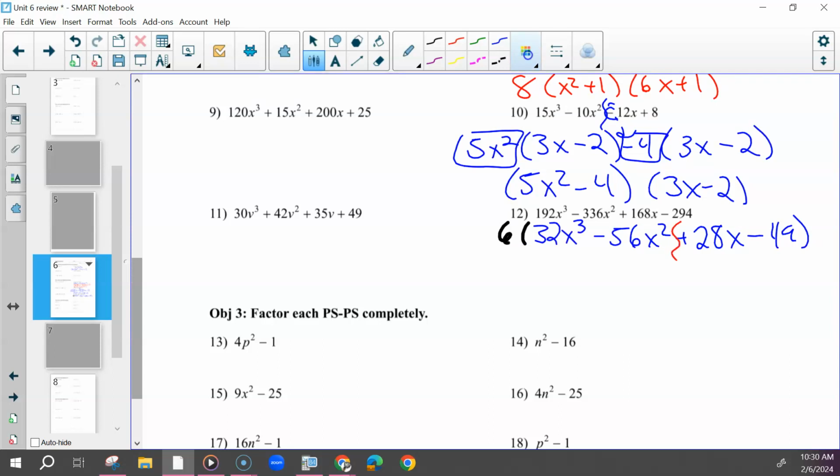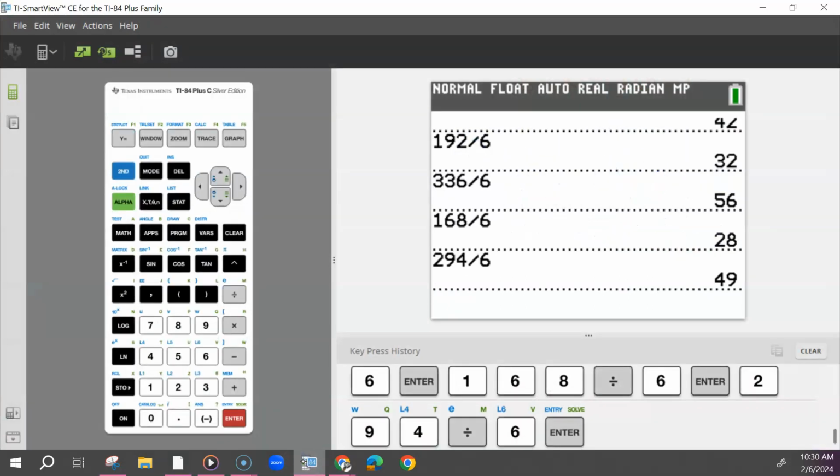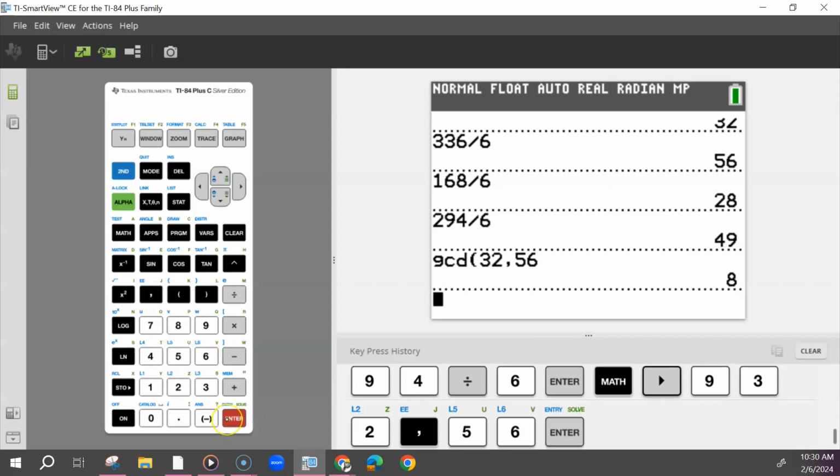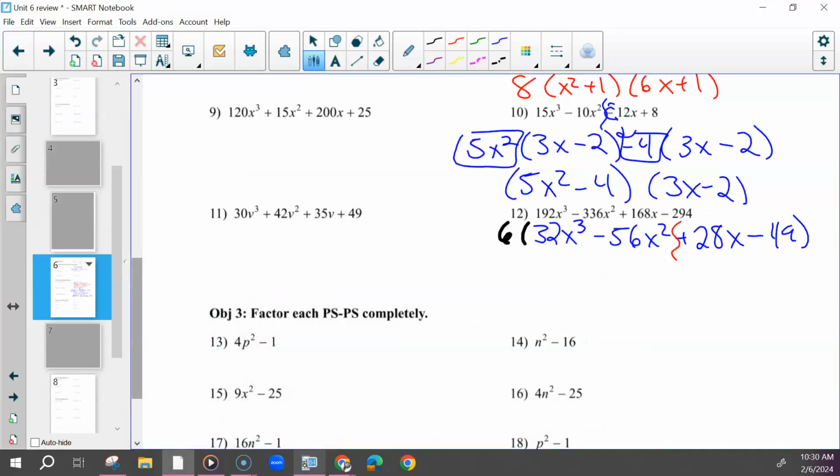And then same as before, split the middle, find the GCF of the first two. I'm just going to keep using this. Number 9, 4, 32, and 56. So 8. And these each have x's, so I could take out 2. Always look at the smallest exponent, that'll help you. And then divide that out. So you have 4x minus 7.